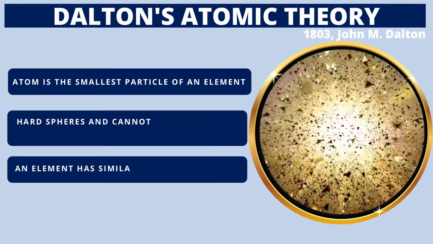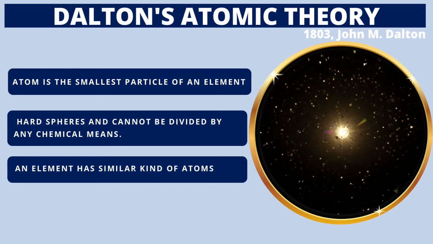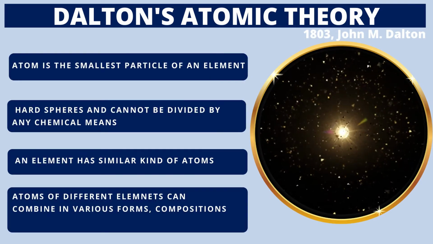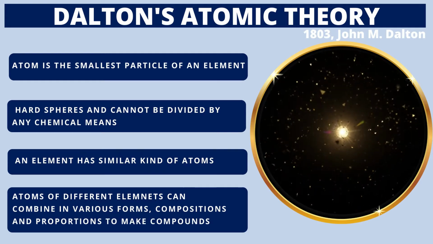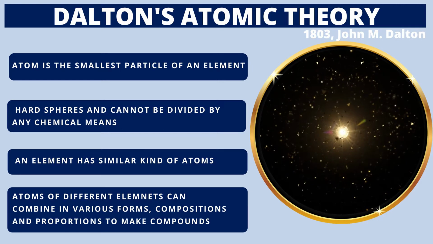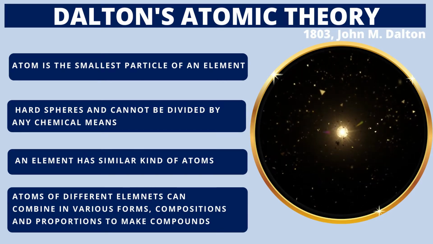An element has similar kinds of atoms. For example, gold will have only gold atoms. Atoms combine in different forms, compositions, and proportions to make compounds. He gave the concept of elements and compounds, and he differentiated matter into elements and compounds.